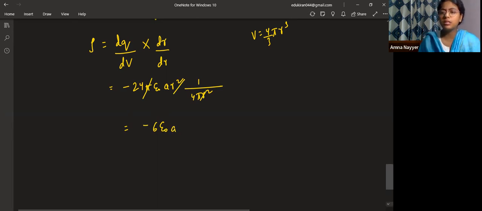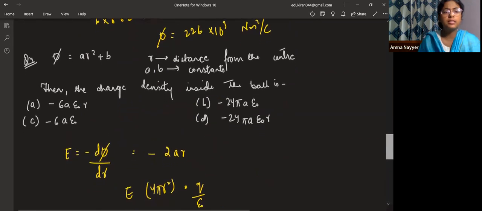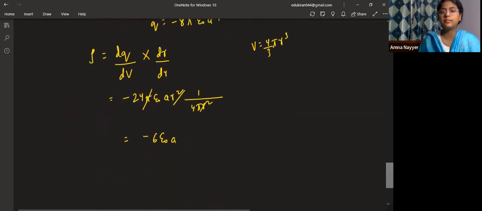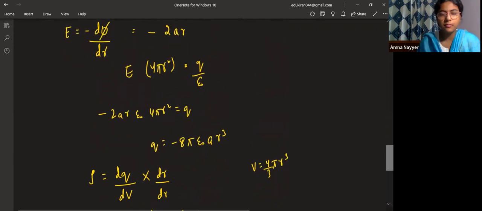So which option was this? First or second? This is minus epsilon naught A, so option C is right. Note it down. Just text me done once you have written it. Then I'll stop the class. Quickly note it down.